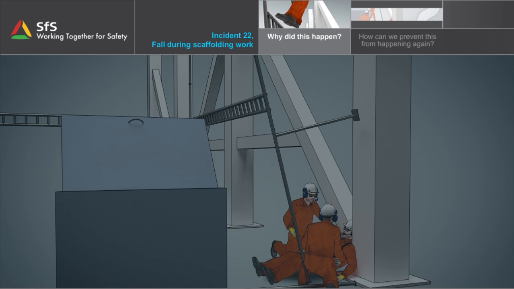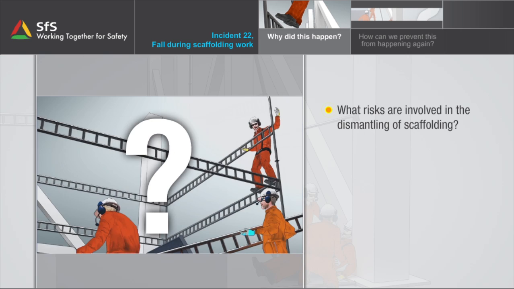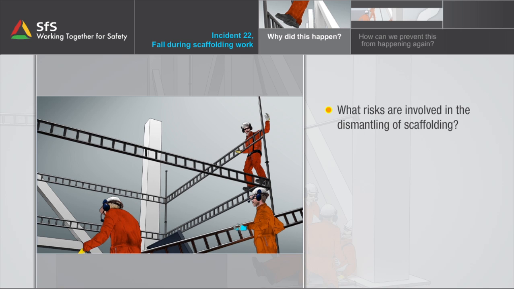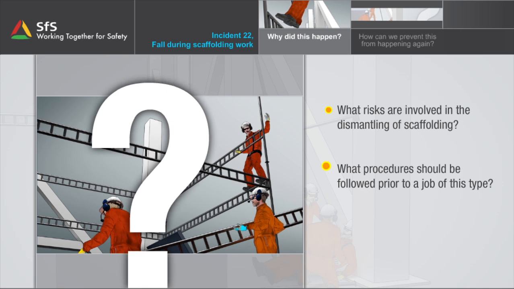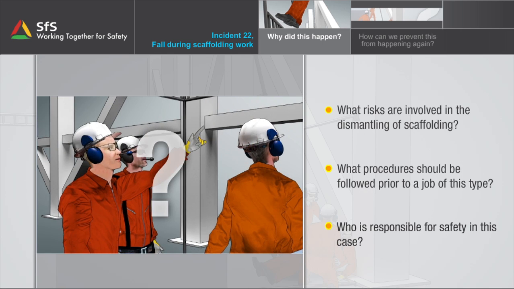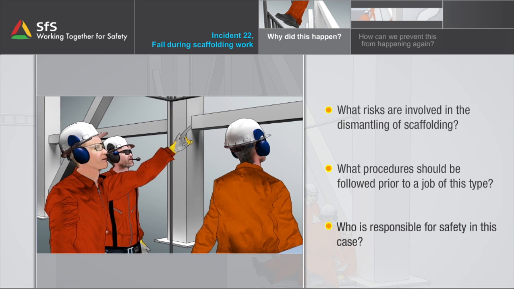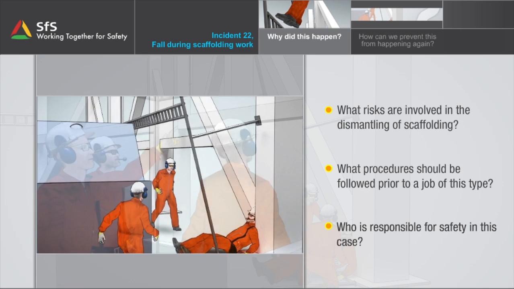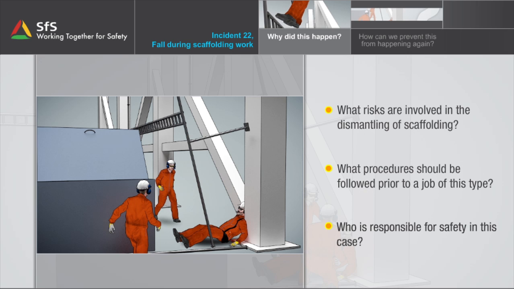Before we move on, you can discuss the following questions. What risks are involved in the dismantling of scaffolding? What procedures should be followed prior to a job of this type? Who is responsible for safety in this case? Let's take a closer look at why this incident happened. There are a number of causes and factors of significance in this case.